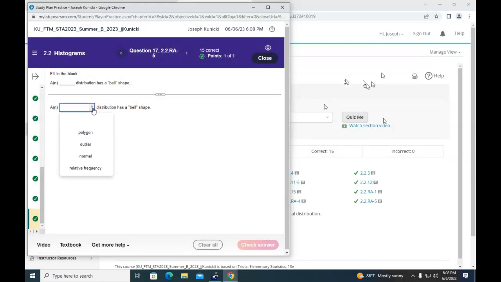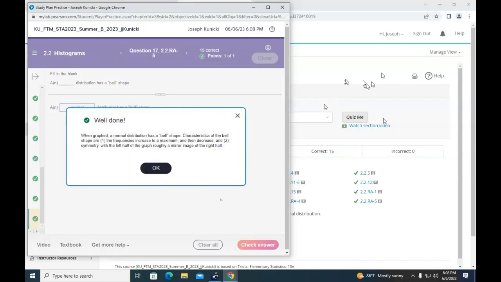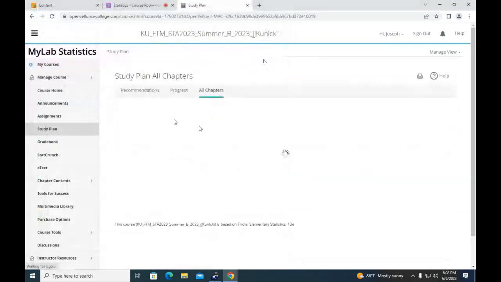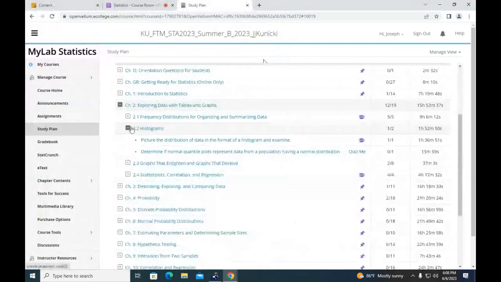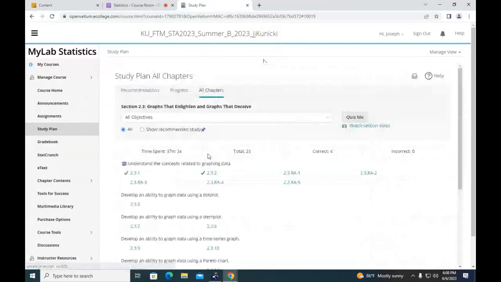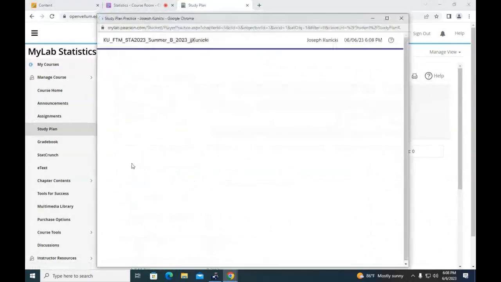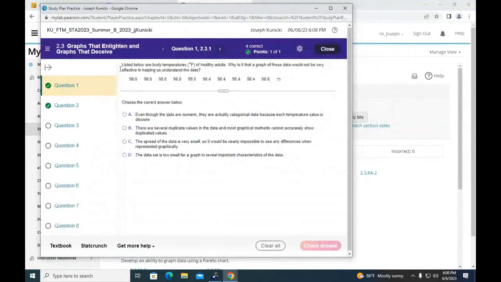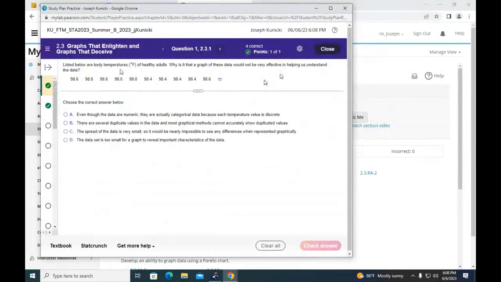What kind of distribution has a bell shape? There you go. Okay, so now we're going to move on to the next section, 2.3. There's only a couple of questions in here. Graphs at the C. There's a couple of preliminary questions. So I got these body temperatures. There's 2, 4, 6, 8, 10.